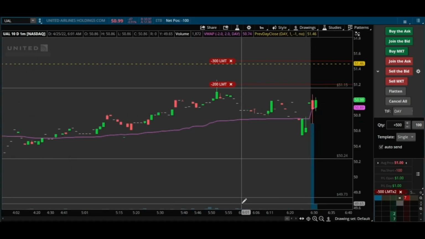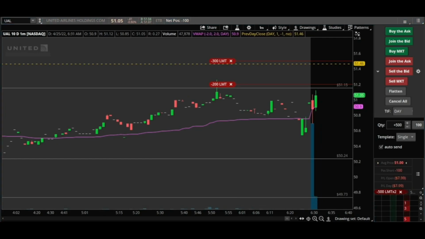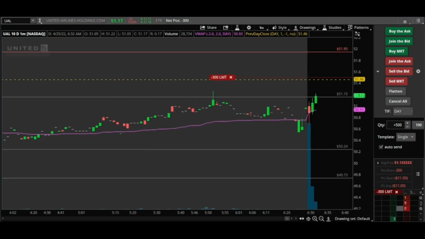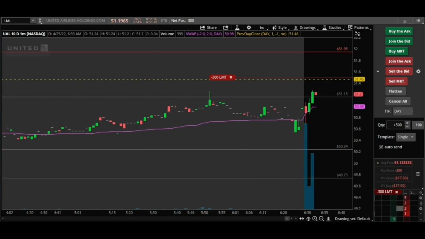Now, what's the plan here? The plan is that I'm looking for UAL to bounce up in the morning, make a move up towards maybe 51.60, and I'm hoping that it's going to bounce up there and come back down. So it looks like it just filled. Now I have a total of 300 shares short UAL. I'm going to speed this back up so you guys can see what happens next here.